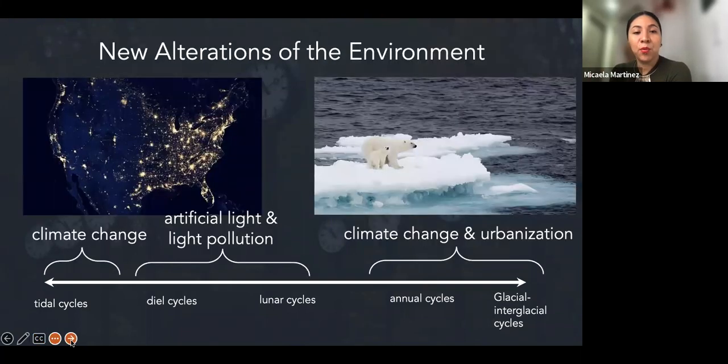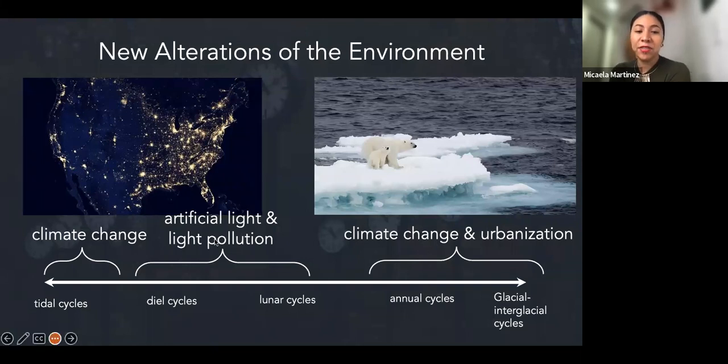But one of the things is that we have alterations to how we as organisms on this planet experience these cycles because of human behavior. In terms of each of these cycles, we have either climate change or artificial light that has impacted them. So for instance, with our tidal cycles, we have sea level rises, and so the high tides are much more extreme. King tides are much more extreme because of the changes in sea level.